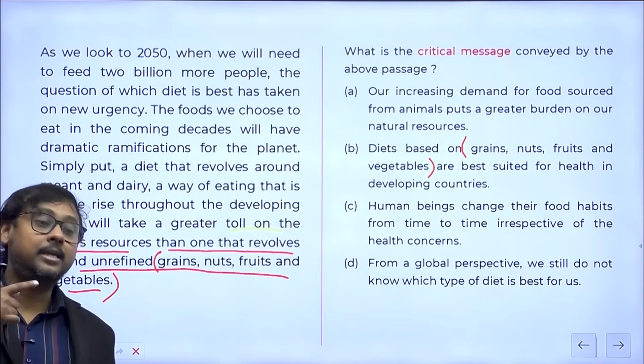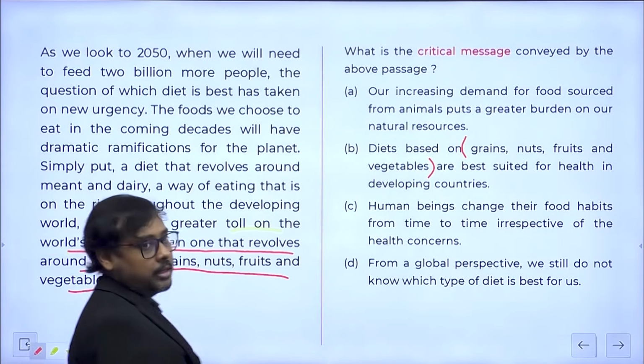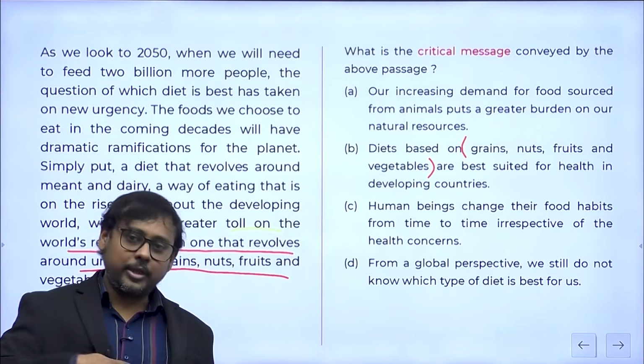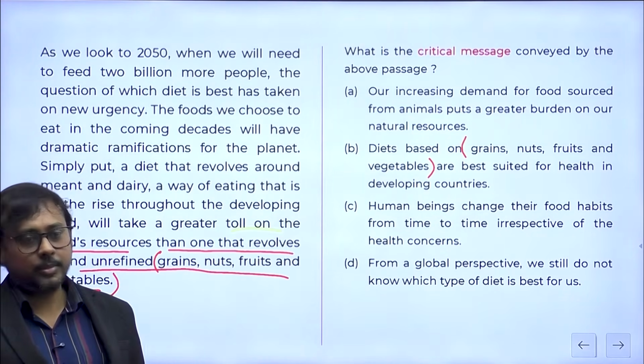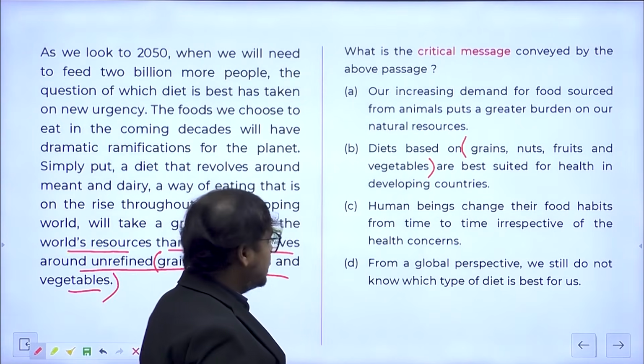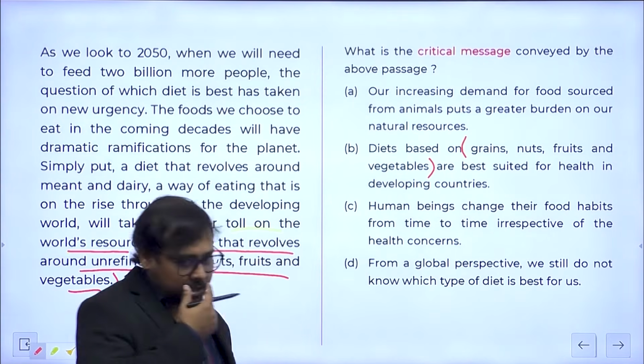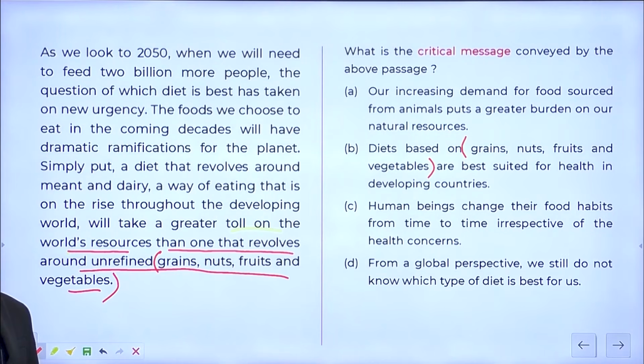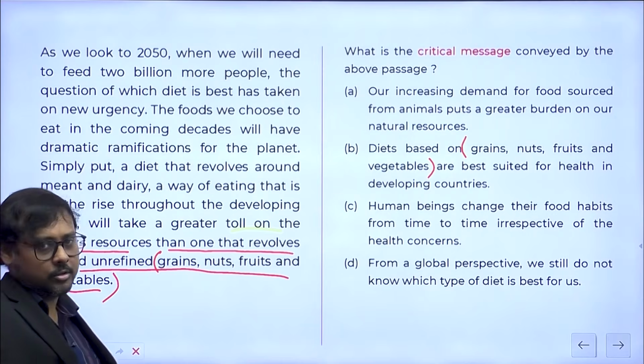Yesterday we discussed finality. इसको finality बोलते हैं, ठीक है. जब भी कोई ऐसे finality वाले क्वेश्चन ऑप्शंस आए, वो फिर आपको देखना भी नहीं है, वो गलत ही मार्क कर दीजिए. Because from a global perspective, we still do not know which type of diet is best for us, right? It is not about the diet, it is about resources. Yes, that is also true, right?